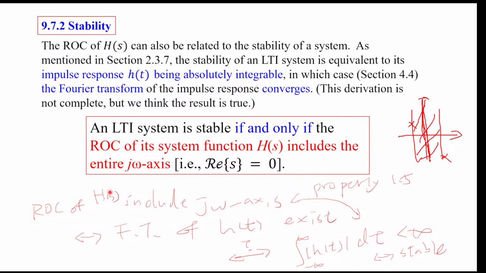So if the ROC of H of s includes the j omega axis, then the Fourier transform of h of t will exist, and that means that small h of t is absolutely integrable, and that means the system is stable. So we string everything together. We see that the ROC includes the j omega axis if and only if the system is stable. The system related to this big H or small h is stable. Okay, we're okay with the derivation.